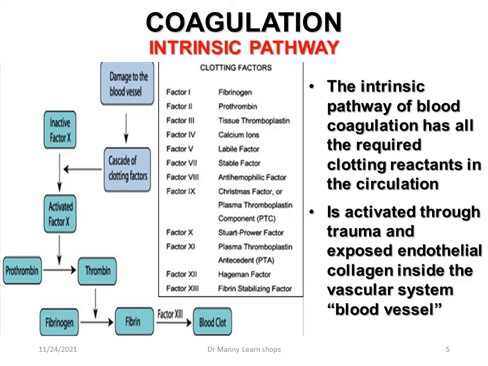Now, the intrinsic pathway has got all the same required clotting reactants in the circulation. However, it's activated through trauma and the exposure of endothelial collagen. And this is inside the blood vessel. So, looking at the diagram, you've got damage to the blood vessel, and this causes a cascade of the clotting factors. It activates factor X, which again activates prothrombin to thrombin, fibrinogen to fibrin, and factor 8 to eventually get a blood clot.